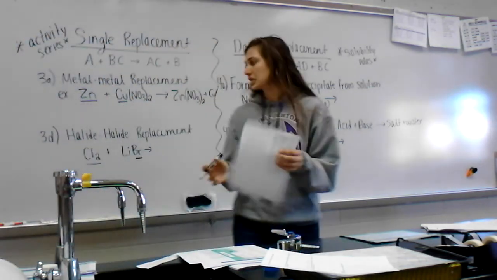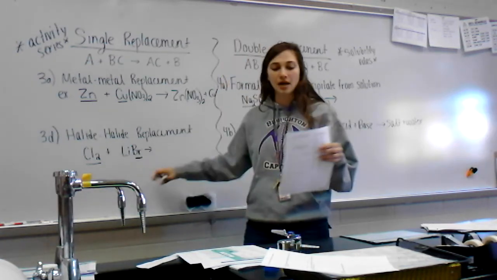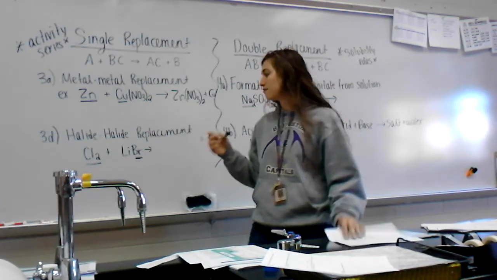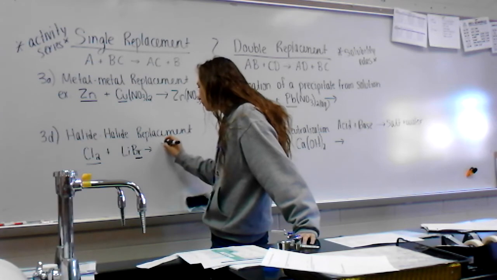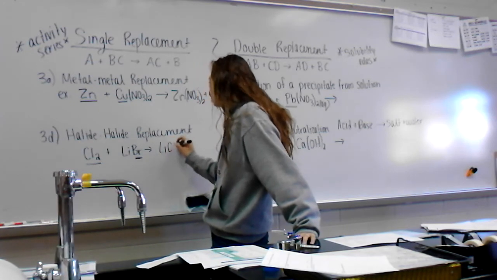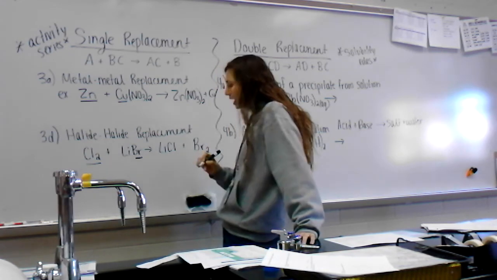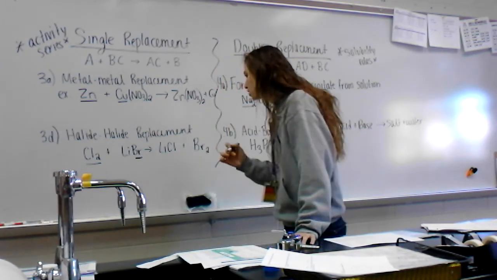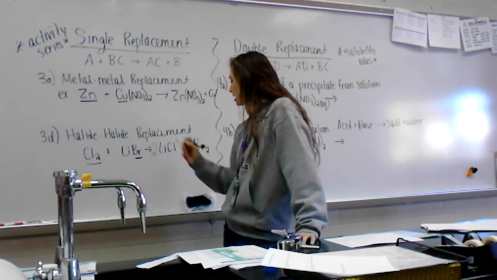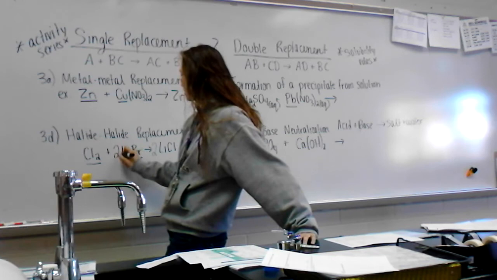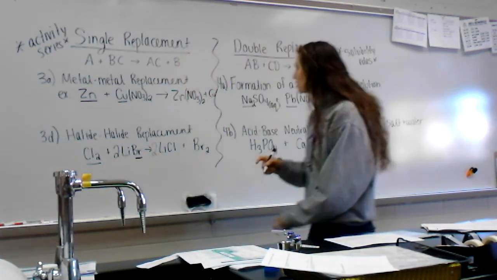We go to our activity series, see if the halogen that's by itself is more reactive than the halogen in the compound. Here, chlorine is above bromine, so these two will switch places. So we're going to have lithium chloride plus bromine. Now again, we need to create a balanced reaction. I have 2 chlorine, so I need to put a 2 coefficient out here. And I'm going to need a 2 coefficient out here because I have 2 lithiums and 2 bromines on my product side. So that's single replacement.